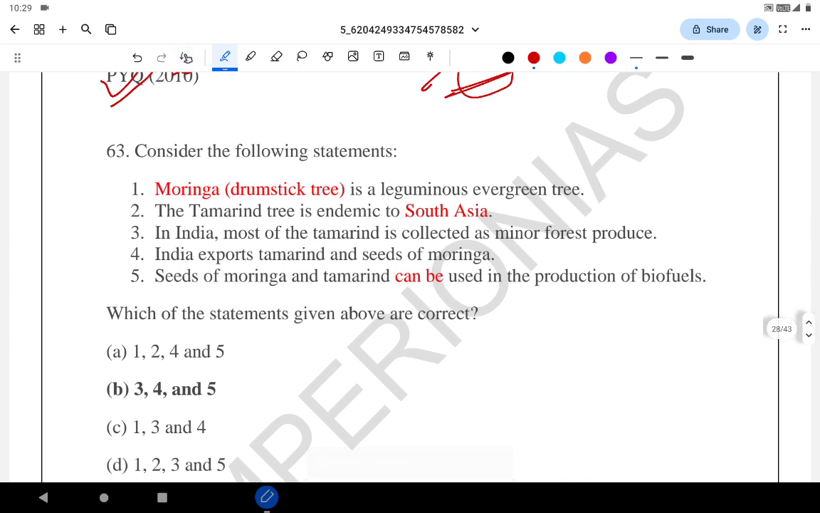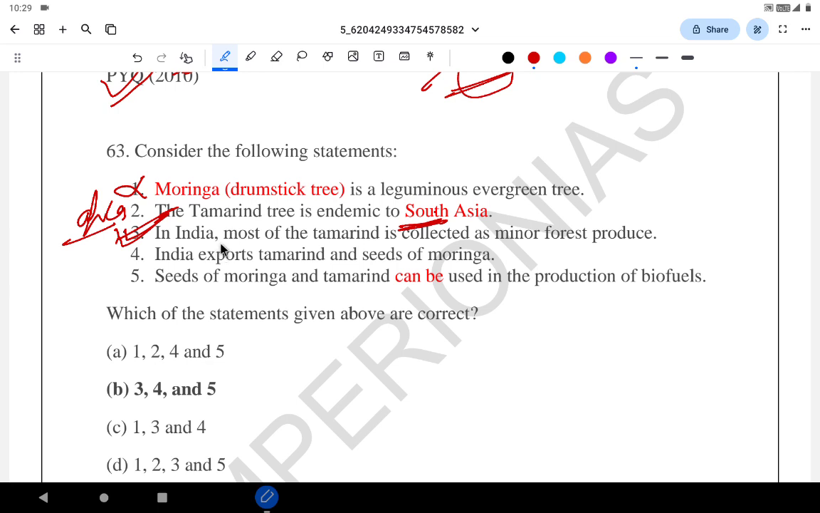Consider the following statements. The moringa drumstick tree is a leguminous evergreen tree. Statement 1 is wrong. Moringa is deciduous, not an evergreen. The tamarind tree is endemic to South Asia. Again a fact. Tamarind is endemic to Africa. In India, most of the tamarind is collected as a minor forest produce. It's correct.